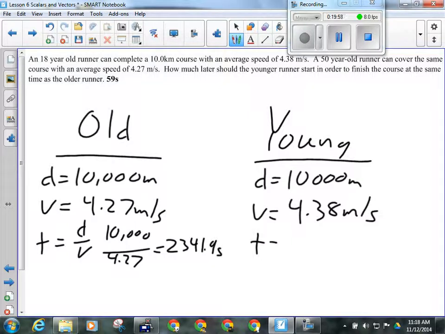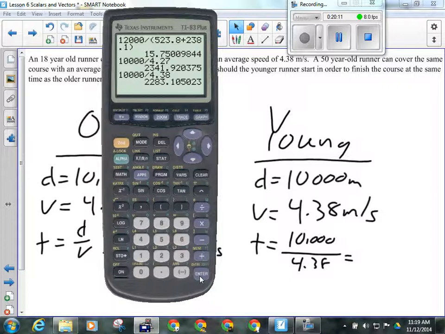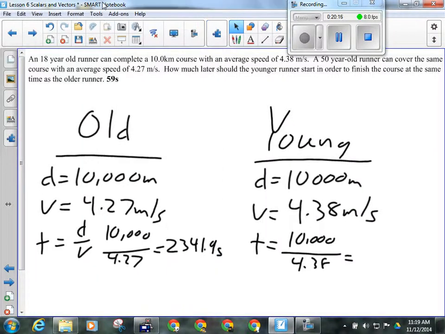And the young guy, same calculation, 10,000 divided by his speed, 4.38. It takes him 2,283.1 seconds. So if I subtract those two times, will that tell me how much later the young guy should start? Yeah, and then they'll finish at the same time.